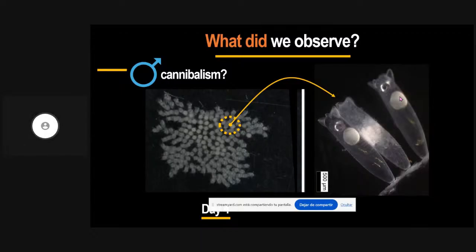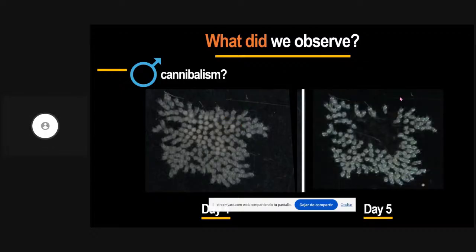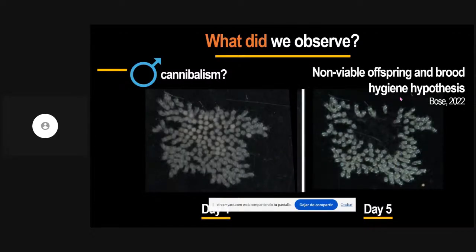In this case, after observing this, I decided to return the whole spawn to the male parent and take another picture a day after. From day 4 to day 5, the male was capable of consuming part of the clutch, but the eggs consumed were the dead eggs. And this is supported by another hypothesis that explains the origin of filial cannibalism, which states that parents usually consume progeny that is dead or infected.